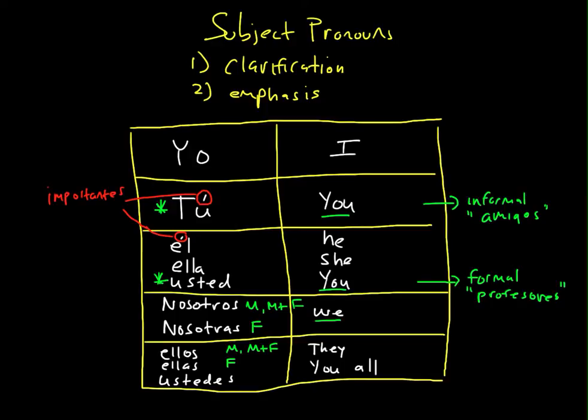So let's go over the pronunciation of these subject pronouns one more time. So we have yo, tú, él, ella, usted, nosotros, nosotras, ellos, ellas, ustedes. Okay? So remember, we use subject pronouns for clarification and or emphasis.